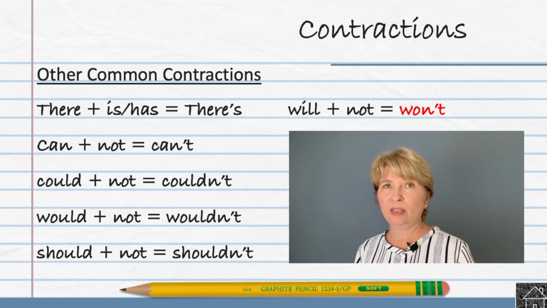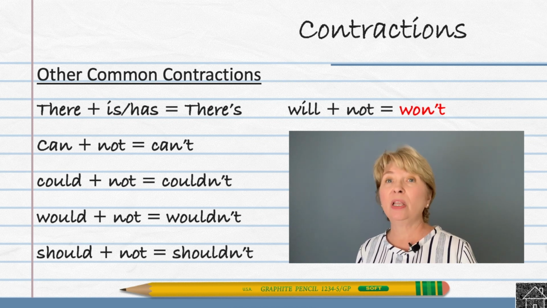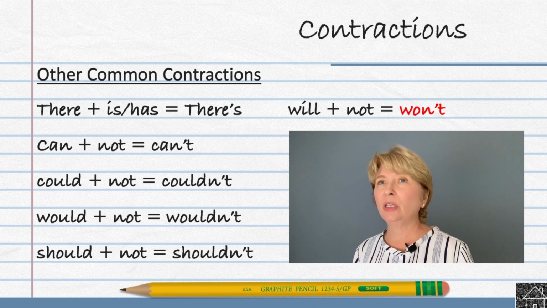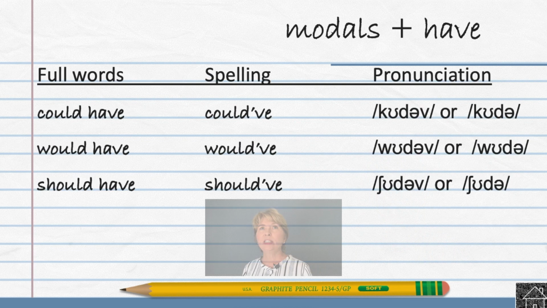And the last one is probably the most common, but it's irregular. It's will plus not, which becomes won't. This one is about something that will not happen in the future. For example, we won't have cold weather in Southern California until midwinter. It's true.